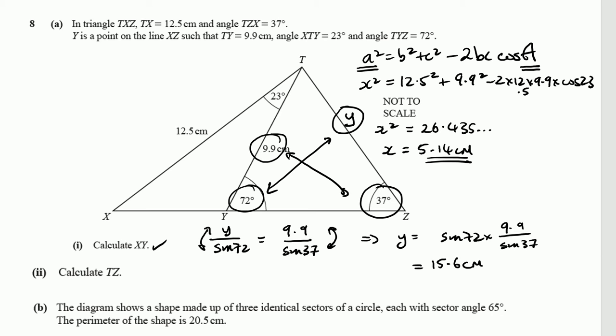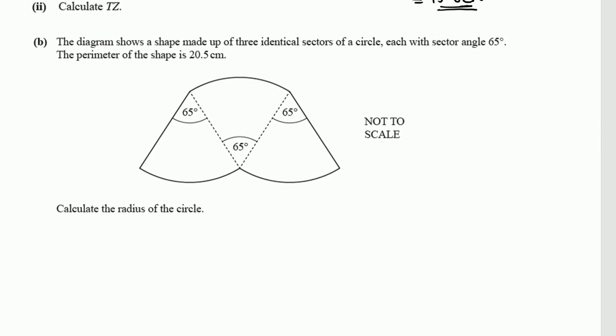And again, let's just look at that answer and see if it makes sense. We've got 9.9 centimeters opposite the 37-degree angle. This is a bigger angle, so I'm expecting a bigger length, so that checks out. Let's look at the next question.